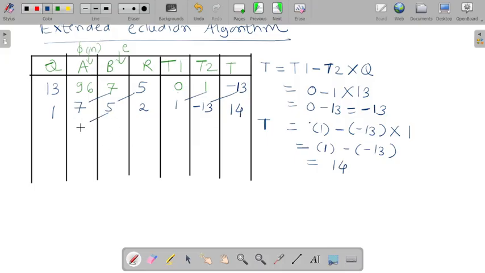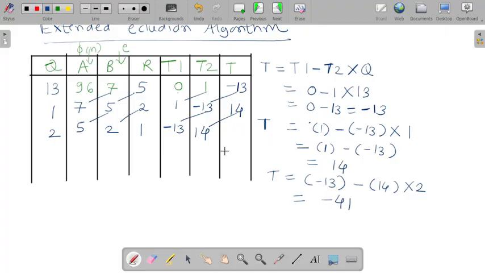Now again we have to shift the values: 5, 2, minus 13, and 14. So 5 divided by 2 gives quotient 2, remainder 1. And T is equal to T1 minus T2 into quotient. So I am putting here minus 13 minus 14 into our quotient, that is 2. After calculating this, we get minus 41. So I am putting here the value minus 41.